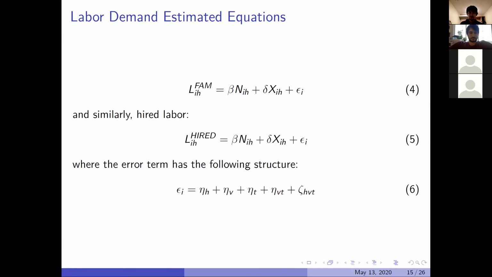And the error term structure here is given that we have a village time fixed effect. So that would wipe out any shocks to input prices or output prices at the village level. That's NVT. And then if you have this, you have to include the levels terms in the error as well. It's a good lesson.